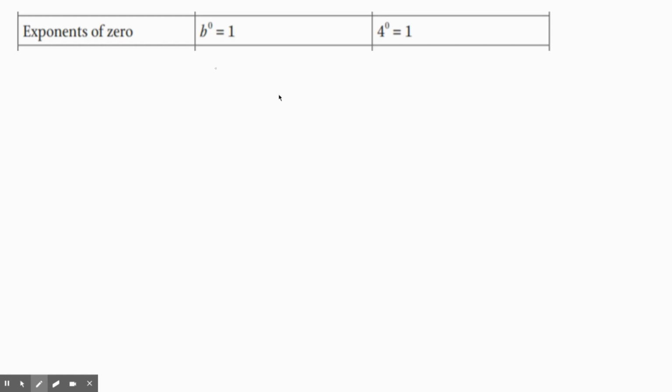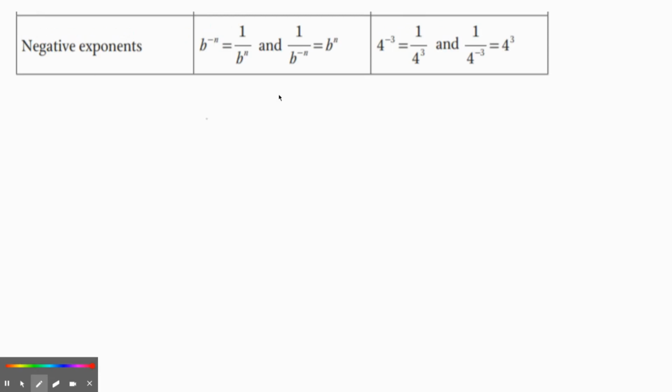And the next one is exponents of 0. We've already been over why anything to the 0 power is 1. And then continuing with the theme of anything to the 0 power is 1, well, what happens if that exponent turns negative? We've already been over that. Remember, it turns into a reciprocal.